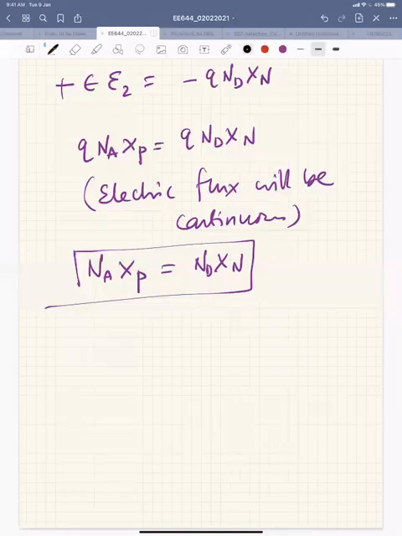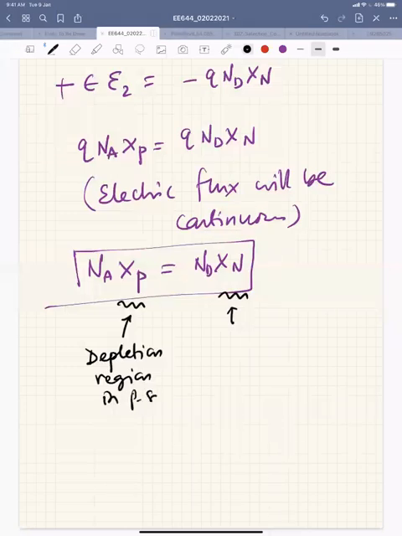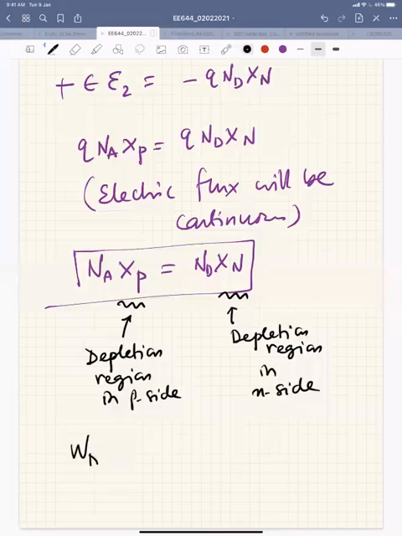So here XP is the depletion region in the P side, and this is the N side, and your total depletion width is nothing but xn plus xp.